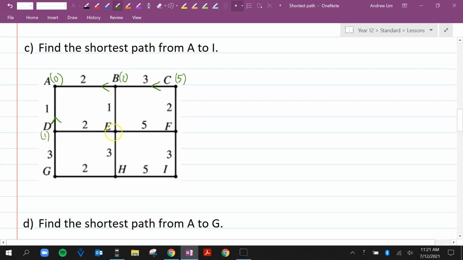What about E? E is either 2 plus 1, which is 3, or 1 plus 2, which is also 3. So it doesn't really matter. I'm going to write 3. And it doesn't matter which direction you draw your arrow. I'll just go up.